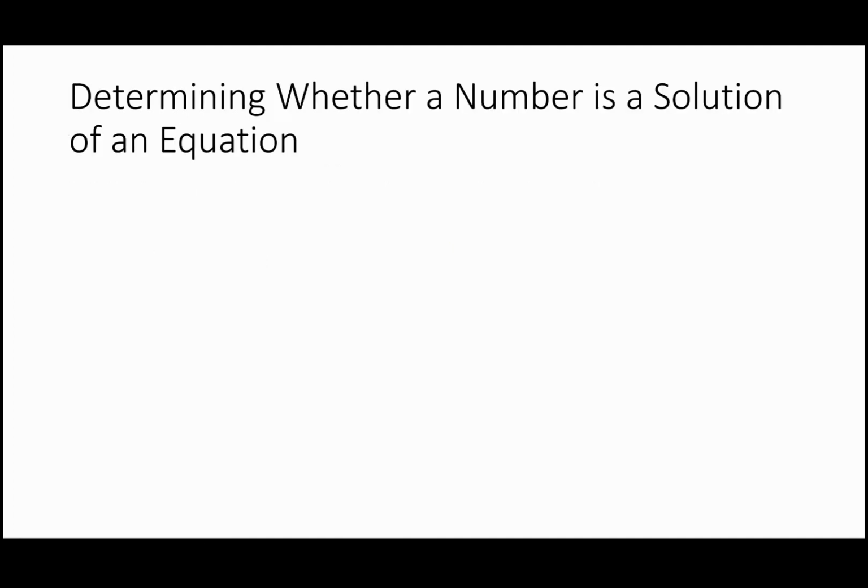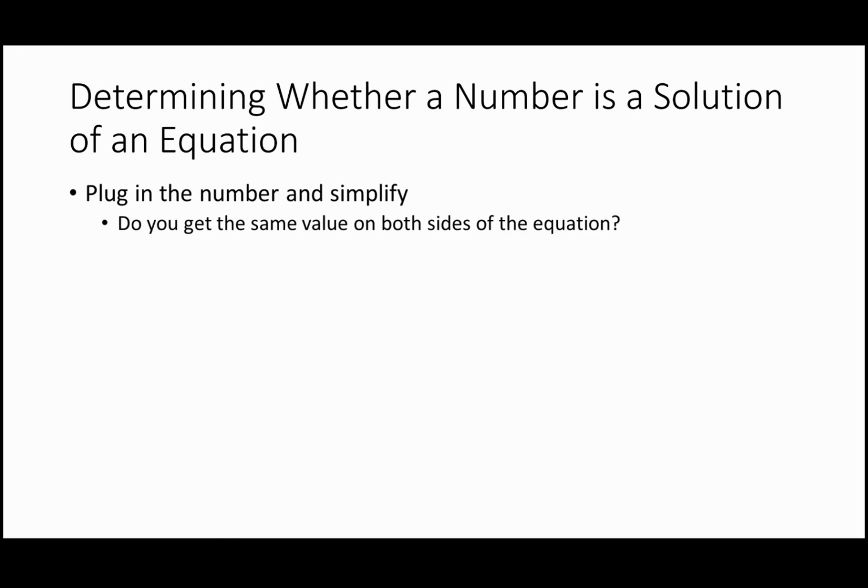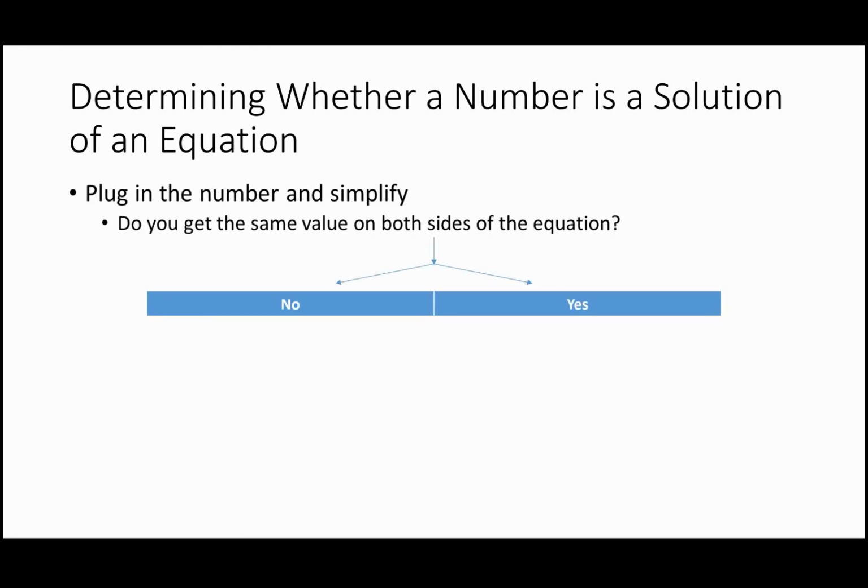Okay, moving on. We're going to determine whether a number is a solution of an equation, and that's basically just plug in the number and simplify. And if you get the same value on both sides of the equation, then you have a solution. And if you don't get the same number on both sides of the equation, then whatever the number is that you were trying to see if it was the solution, it is not. Okay? Cool. So there are some places for you to fill in the blanks for that on your lecture notes. So, if you printed out the lecture notes or otherwise have them on a tablet or something, then you can fill those in.